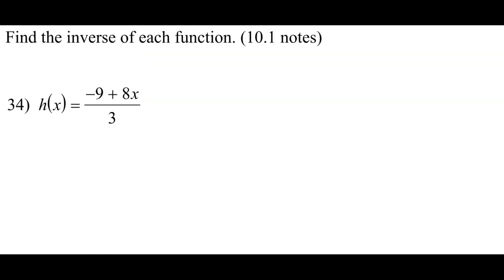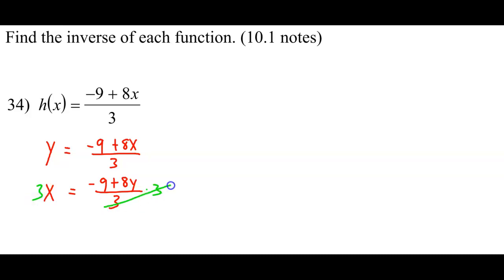Next question. Number 34, we're being asked to find the inverse. All right, so the first thing we're going to do is put a y in the place of the h of x. The next thing we're going to do is switch the x and the y. And then we want to get the y by itself, and this is where the steps are all a little bit different depending on the problem, but for this first one here, I'm going to multiply both sides by the denominator first to cancel that denominator out.